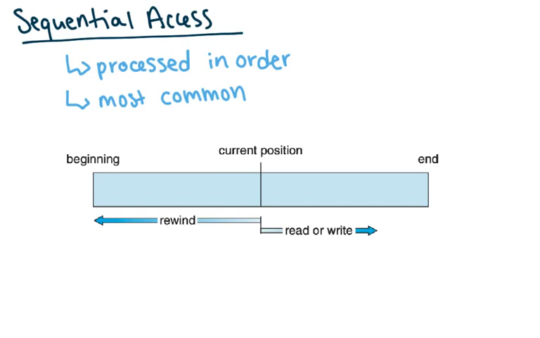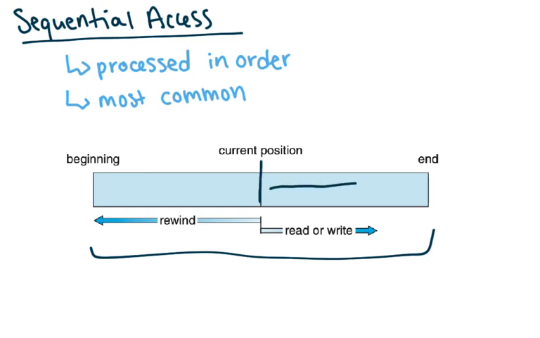So sequential access, this is the most common. So you have a file and it's going to be processed in sequential order. This is the most common implementation. So if this is your file, if you're at this current location, it's going to just read all the way from its position to the end. And you can also rewind it to the beginning, so you can reposition yourself within the file, but then it's going to read it one at a time.